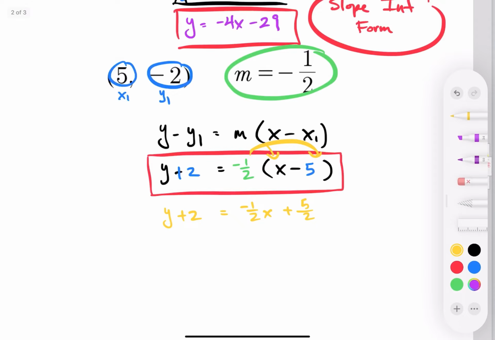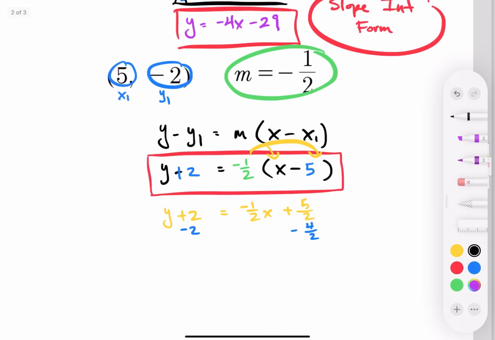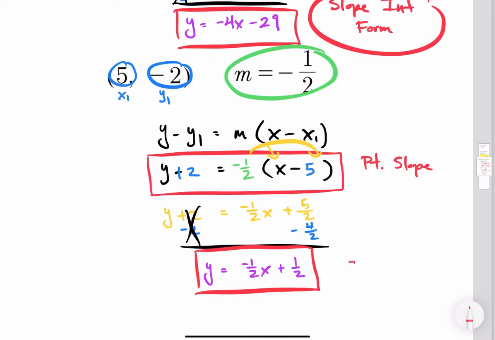Now we want to get y by itself, so I'm going to subtract 2 on both sides. Now 2 is the same thing as 4 over 2, because 4 divided by 2 is 2. So the reason why I did that is because I wanted a common denominator, and that way I could go ahead and subtract my fractions. So now I'm left with y is equal to negative 1/2 x, and 5 over 2 minus 4 over 2, well, that's just 1 over 2, so minus 1, plus 1 over 2. Okay, and there is your slope-intercept form. Okay, so again, we have our point-slope form, and we have our slope-intercept form.